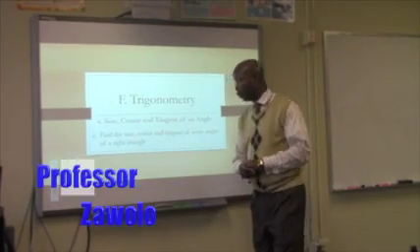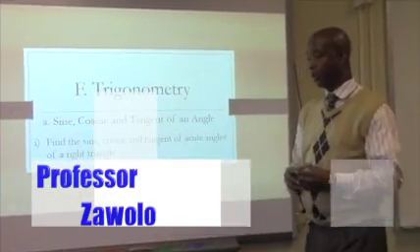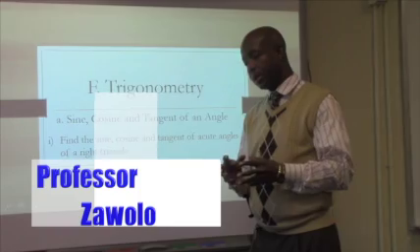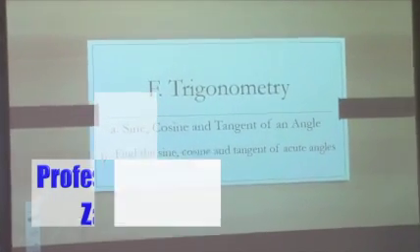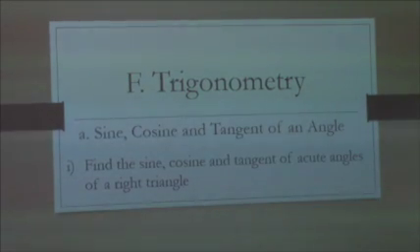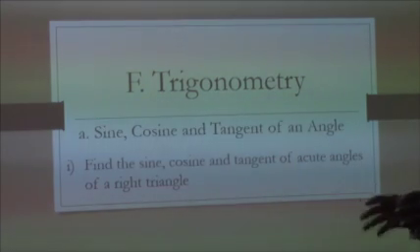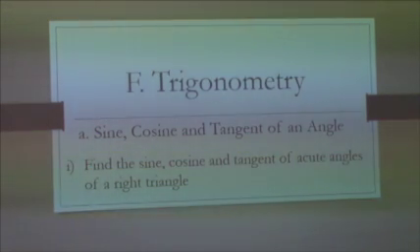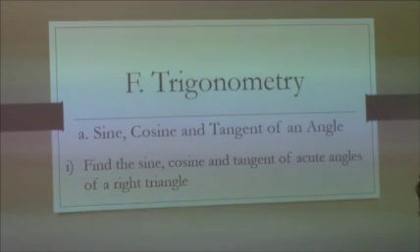Today we're going to be going over Section F, Trigonometry, of the West African Examination Council Senior Secondary School Certificate Examination, Mathematics for Liberian Schools. On Section F, which is Trigonometry, we're going to be going over the sine, cosine, and tangent of an acute angle. Today we're going to focus on finding the sine, cosine, and tangent of acute angles of a right triangle.